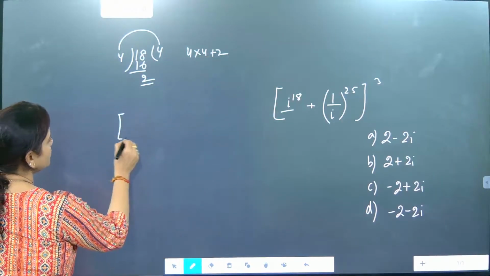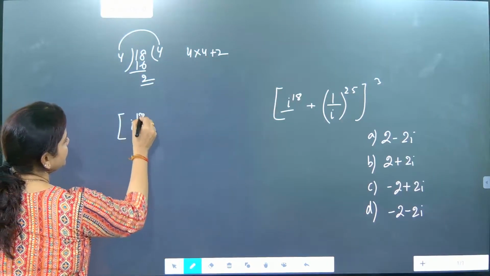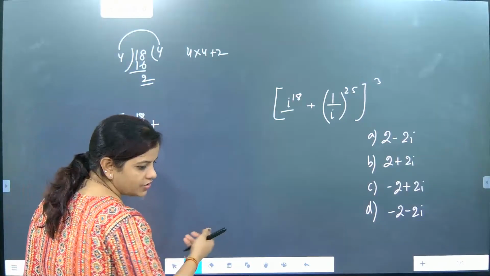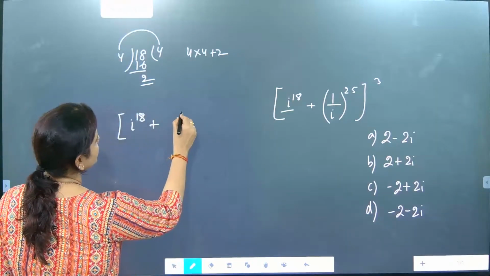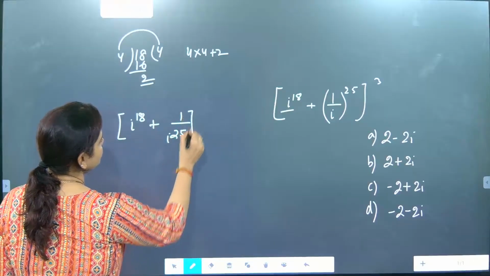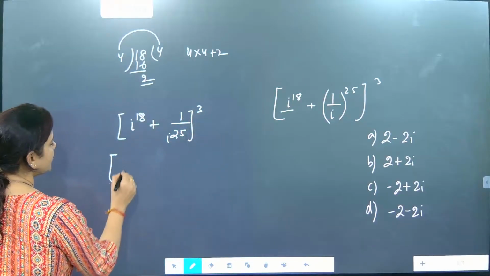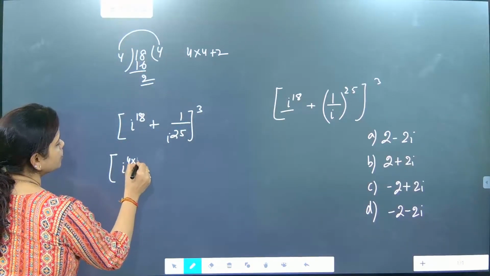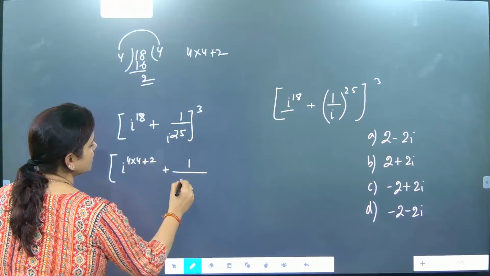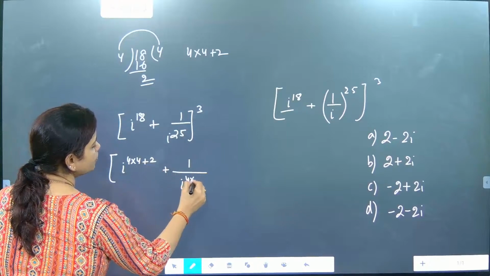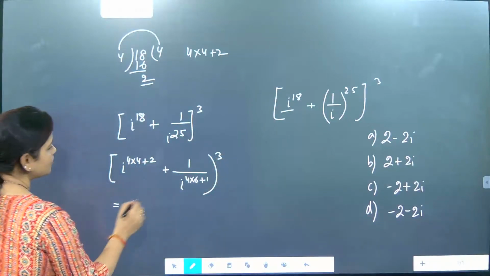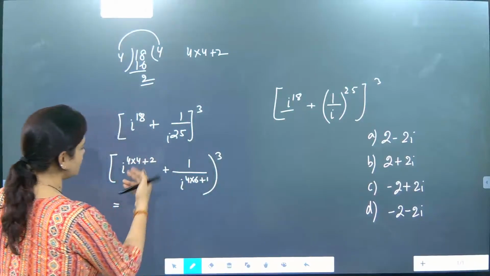Now let's check this one out. i to the power 18, for solving I am doing this. For MCQs and all, directly you can get the answer. Now look here, beta. Here i to the power 25 and 3 is there. So we will write i to the power 4 into 4 plus 2 plus i to the power 4 into 6, that is 24, plus 1. And here cube is there. I am not bothered about the cube. First we will be solving this one.